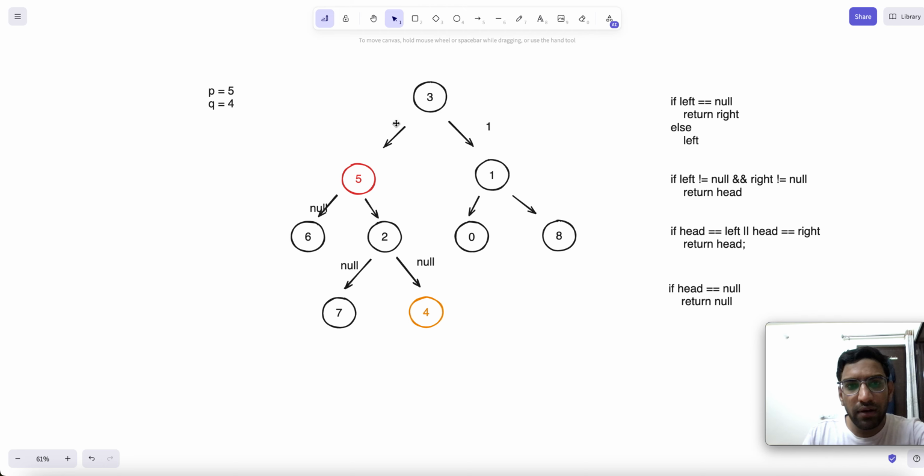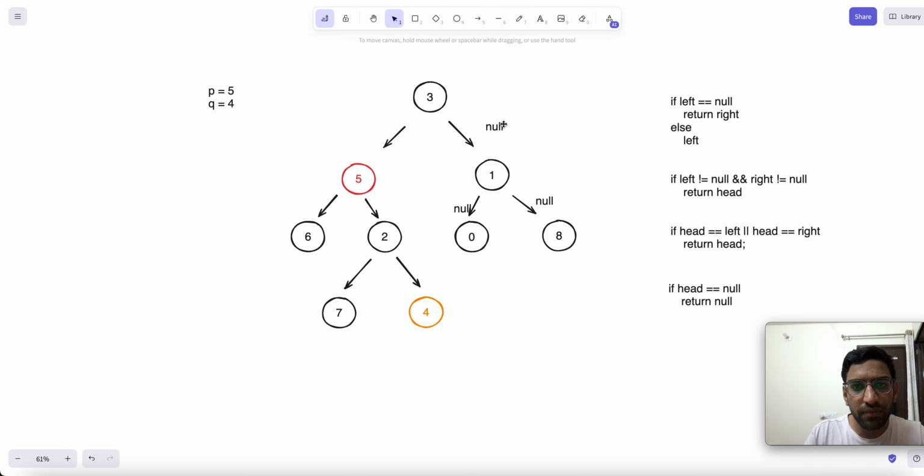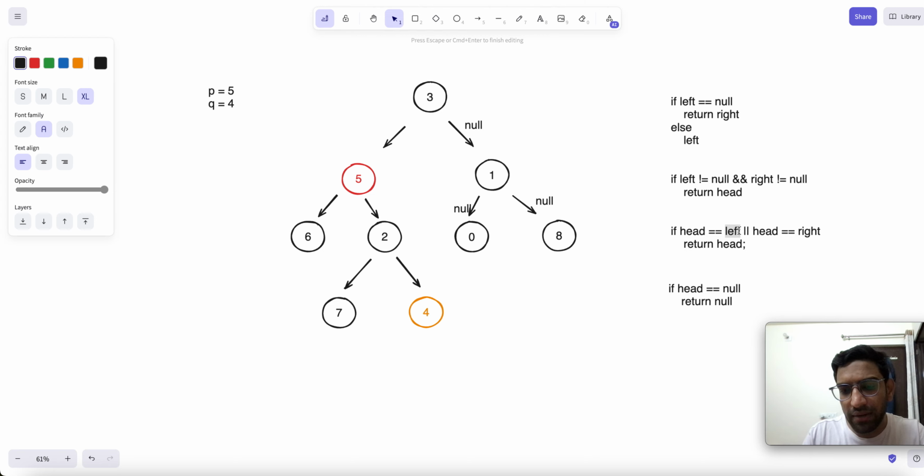And for this test case, the right side will return null because we do not have the P and Q value in our right side of the binary tree. So this will return null from the right side. Wait. But we are saying if we found our P or Q value anytime, we should return the head itself.